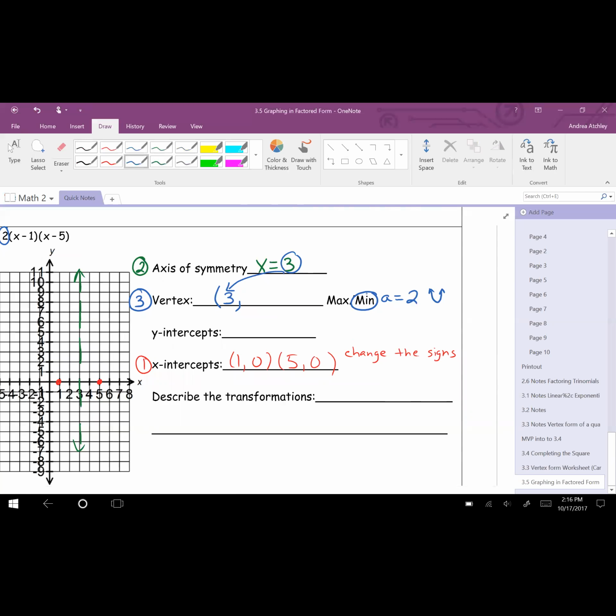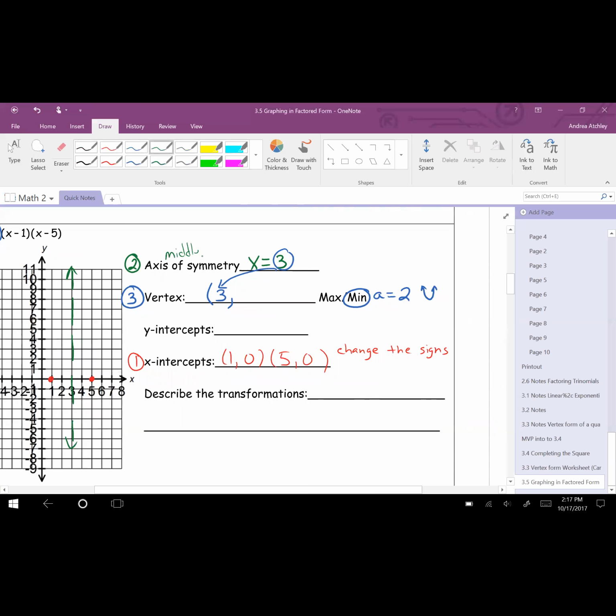When you're trying to find the middle, do you always have to find the middle of x, or can it be y too? Like for the y-intercept, do you have to find the middle of it too? Always for the x-intercepts. Always find the middle. The axis of symmetry will give you the middle. Okay. The axis of symmetry is the middle.